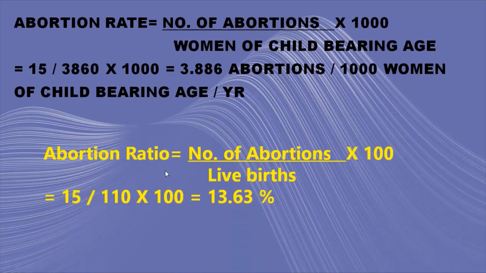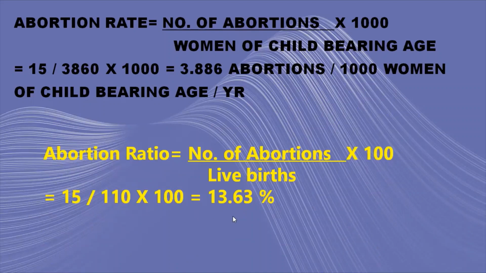Now coming to the abortion ratio, it is the number of abortions by live birth. So like maternal mortality rate, infant mortality rate, we take the denominator as live births. So in the abortion ratio also we take the live births as the denominator. So 15 are the abortions, 110 are the live births into 100.